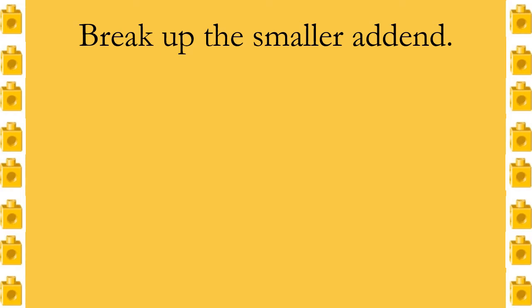So now let's just go over this a little bit. Breaking up the smaller addend. If we have a problem like 48 plus 37, our smaller addend is 37. How are we going to break this up? You can pause if you need to think about it. Okay, so there are 3 tens in 37, and then we have 7 left over. And you know what to do from there.